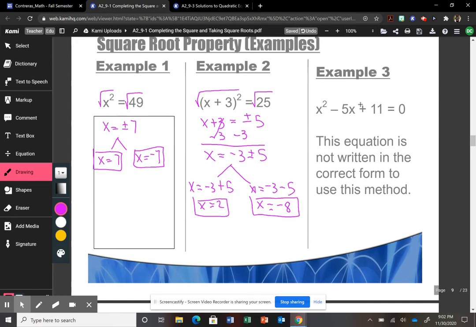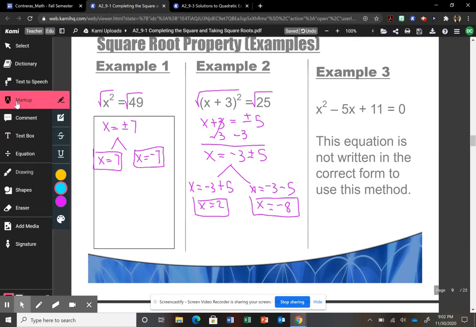All right, so now I'm going to look at example 3. Well, I have an x squared, but I also have this x here, this term that has our linear x. Remember up in the notes, it has to be either in this form or in this form. This is not going to work here. I can't use the square root property because this equation is not written in the correct form to use this method. Okay.